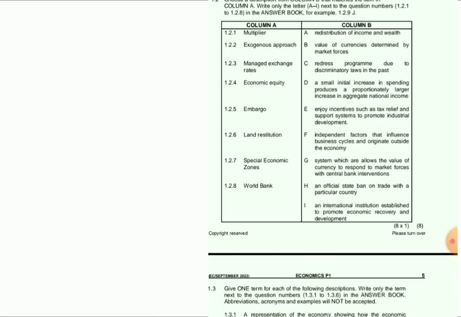1.2.7, which every one of us knows, special economic zone, which the teachers stick too much on. Special economic zone. So guys, I'm going to give you a chance to answer this one. Which one is it? Special economic zones. It's all about tax and what. So select which one is it.